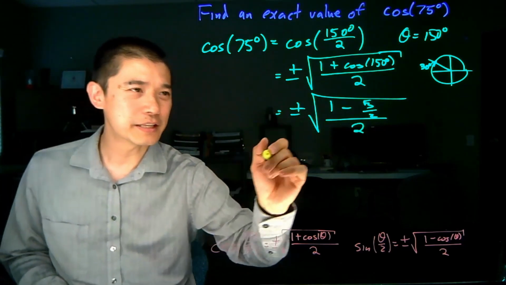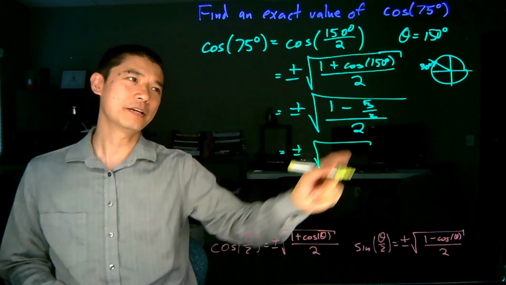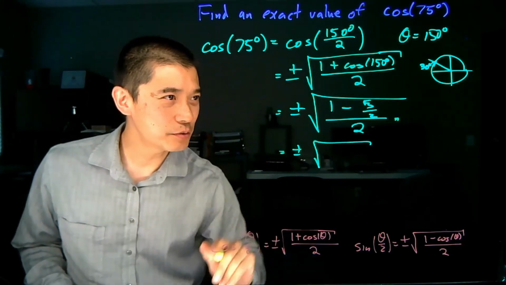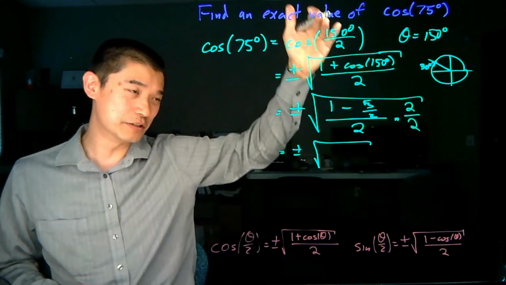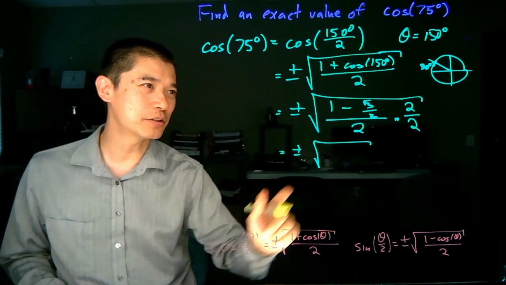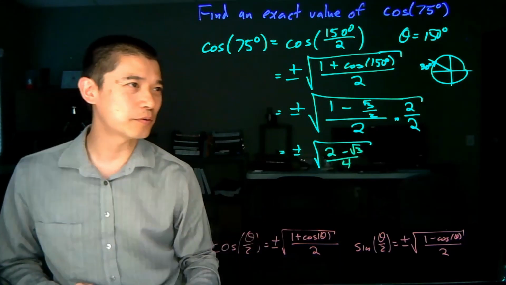So we can go ahead and simplify this, plus or minus the square root of, let's see, we have a 2 in the denominator there, and that's the only thing in the denominator in the numerator, and so we can multiply top and bottom by 2. 2 minus square root of 3 over 4.